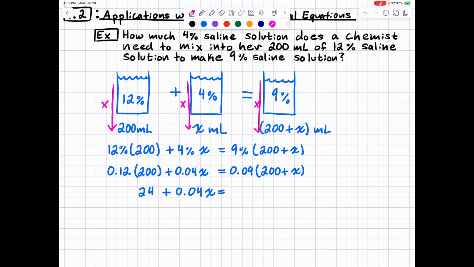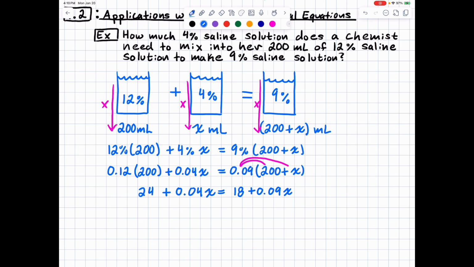equals, and here I need to distribute. So 0.09 times 200 is 18. So I'm going to write 18 here after putting that in my calculator. So 0.09 times 200 is 18, and I use the calculator for that. And then 0.09 times x is just 0.09x. So plus 0.09x.